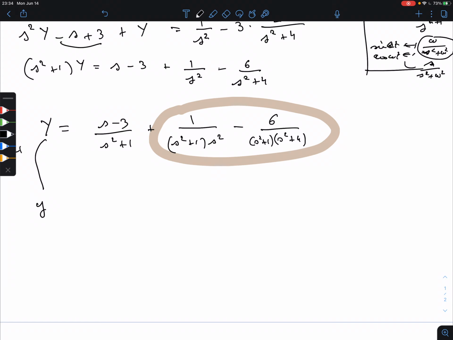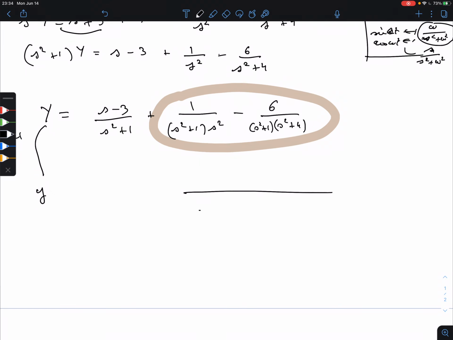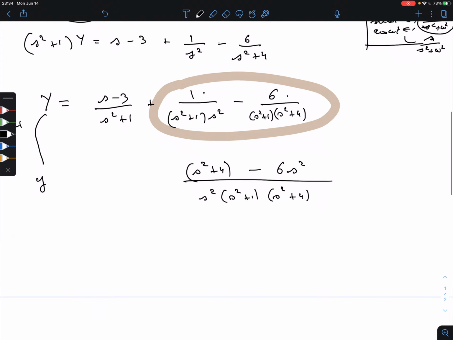So what do I do with this? Well, I have to put this on common denominator, which would be s squared plus 1, s squared plus 4. Now, what is missing here? Well, there's an s squared plus 4 missing, minus 6, and what is missing here? An s squared. Okay, so I can combine this. This would be minus 5s squared plus 4 over s squared plus 1, s squared plus 4.